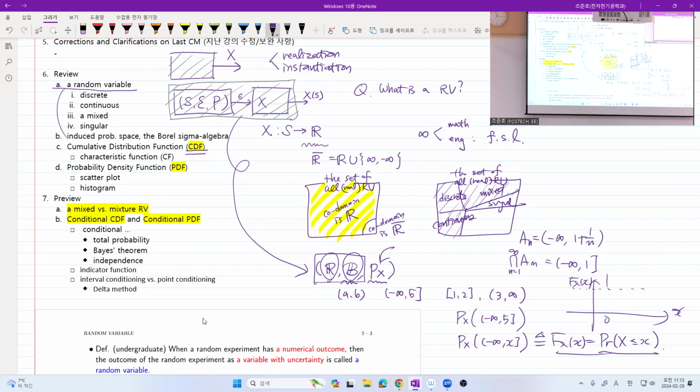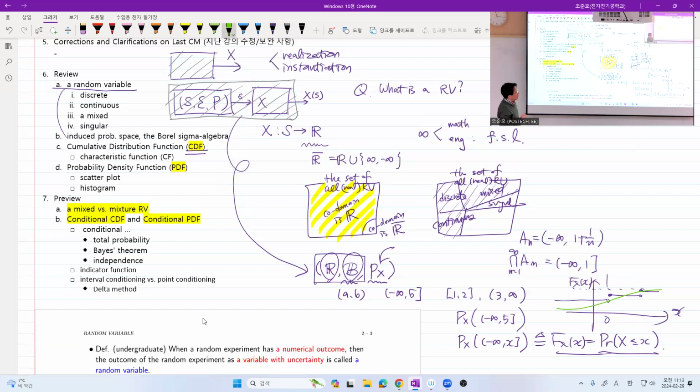A random variable is called a discrete random variable when the CDF is a piecewise constant function. So by inspecting your CDF, if it looks like that, then it's a discrete random variable. What if it's a continuous function? Then it is a continuous random variable.